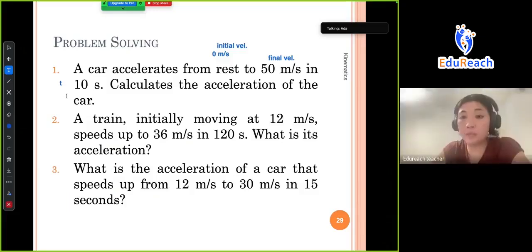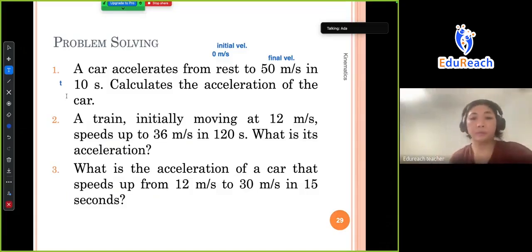V being the final velocity, 50 minus 0 over the time taken, which is 10. So working-wise, it is 50 minus 0 over 10. When you work it out, you'll get 5 meters per second squared. Okay, next one, question 2.